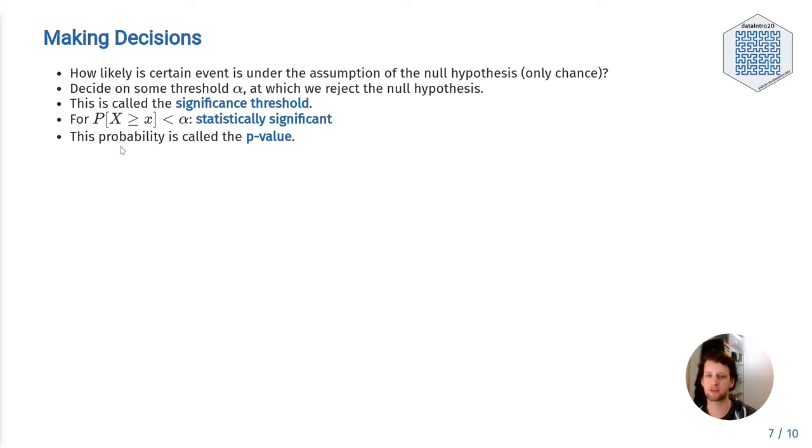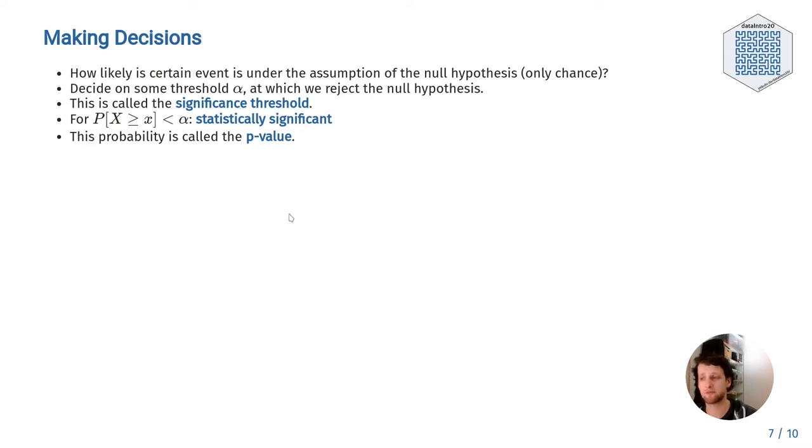This is called the significance threshold. When we make an observation and then calculate that probability for an observation like this, or more extreme, and it is smaller than the threshold, then we deem the result statistically significant. And the probability thus created is called the p-value.